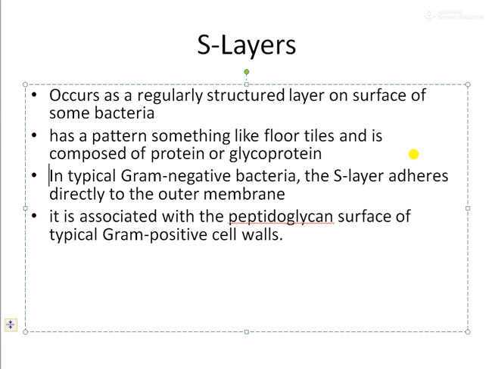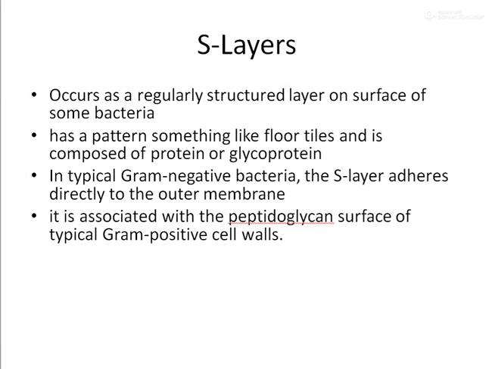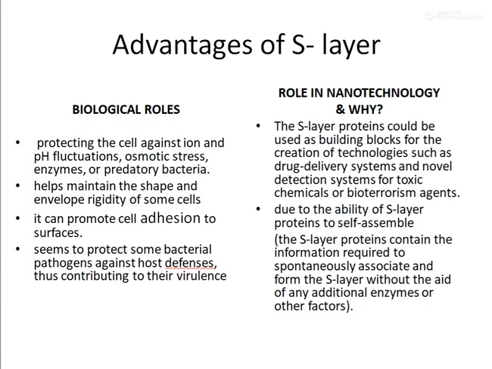In the case of gram-negative bacteria, the S layer adheres directly to the outer membrane, and in the case of gram-positive bacteria, it is mainly associated with the outer surface of the peptidoglycan layer. Now, what are the advantages of these S layers? They have some biological roles, protecting the cell against pH fluctuations, osmotic stress, enzymes, as well as predatory bacteria. They also help to maintain the shape and envelope as well as the rigidity of the cells, and also promote the bacteria to adhere onto surfaces.